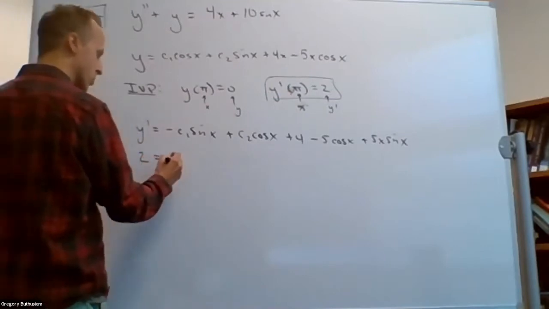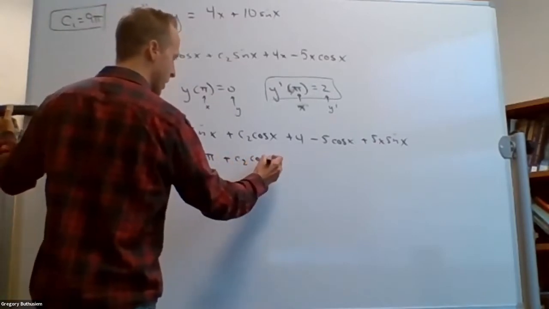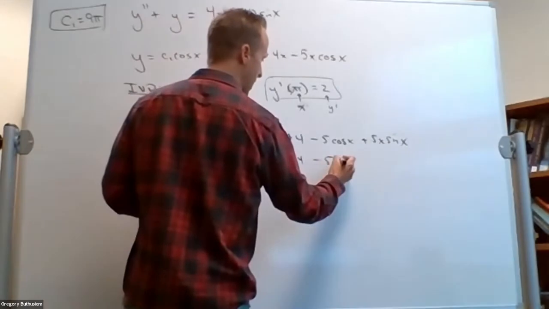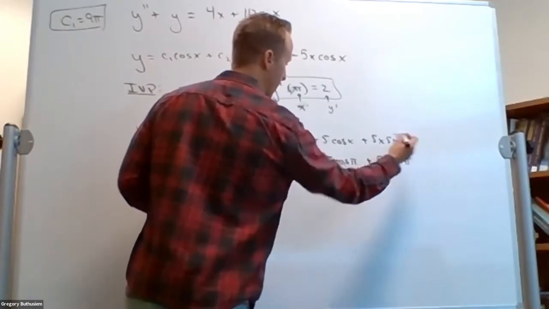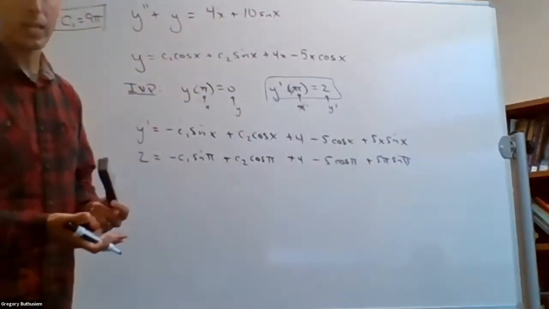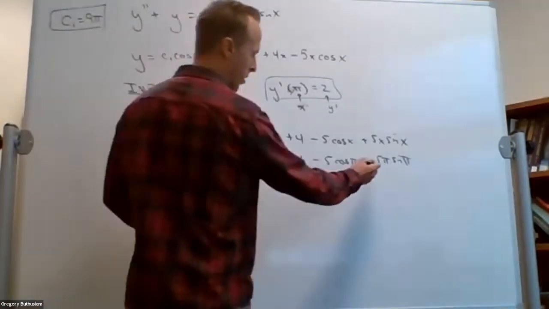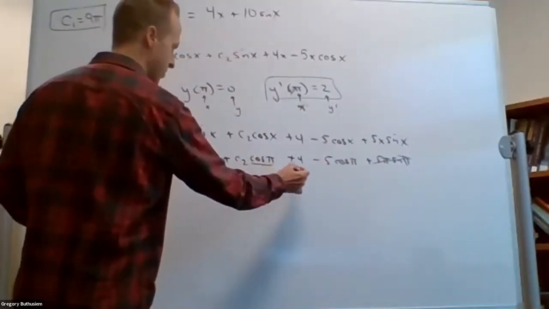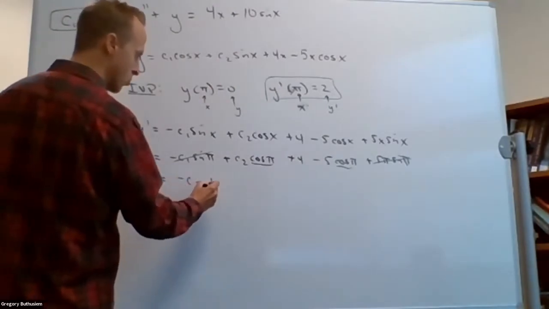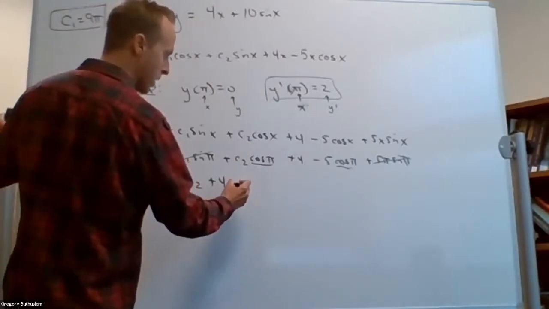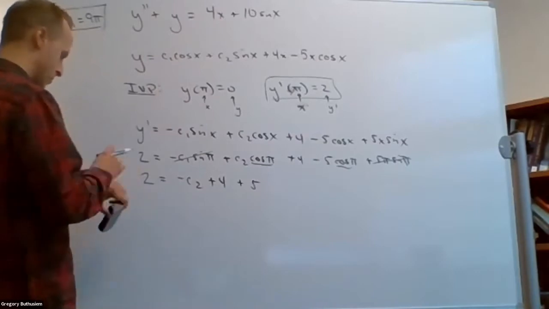So 2 equals negative C1 sine of pi plus C2 cosine of pi plus 4 minus 5 cosine of pi plus 5 pi sine of pi. Again, cosine of pi is -1, sine of pi is 0. So we got 0 there, that's all gone. This is -1, this is -1. So where are we at here? We got 2 equals -C2 plus 4 plus 5, because again, -1 and -5. Okay.